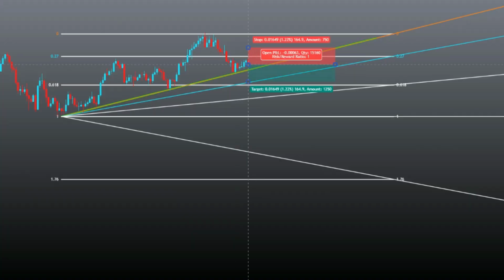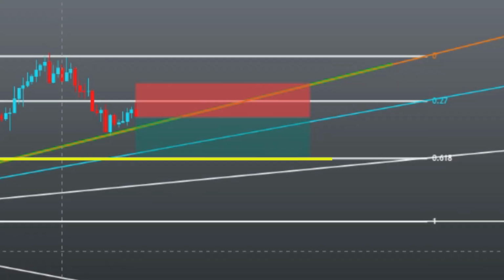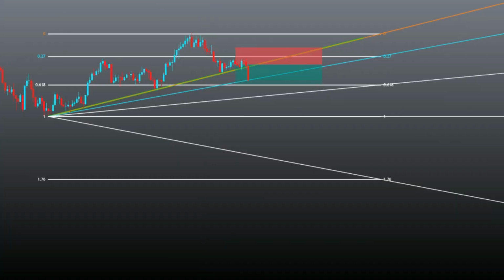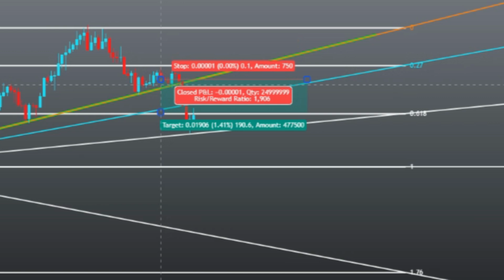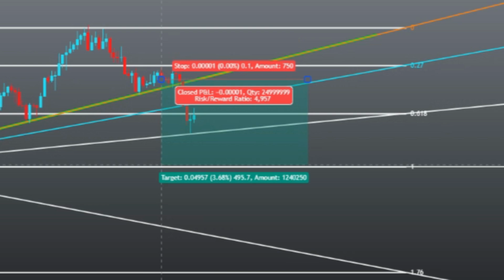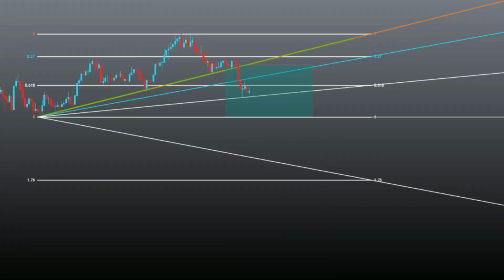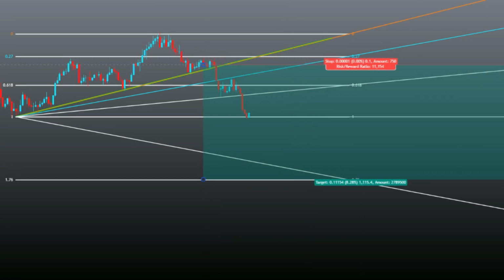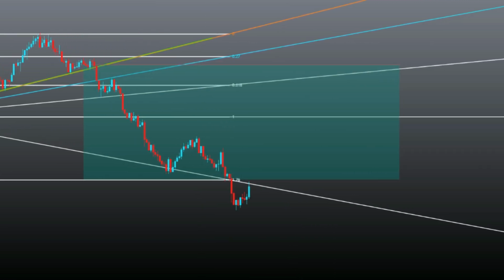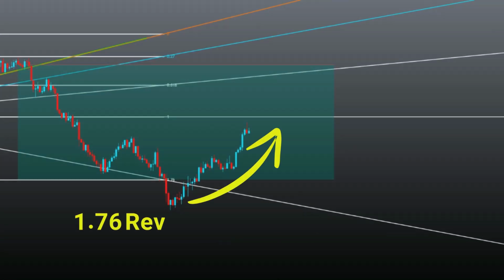The first take profit point is Fibonacci 0.618 level. Upon reaching, I'll close 60% of my short position and bring my stop loss to my entry point to avoid any loss if market reverses. The next take profit point is Fibonacci 1, at which I'll close 30%. The final take profit point is Fibonacci 1.76, which is a magical value that acts as a major reversal point.